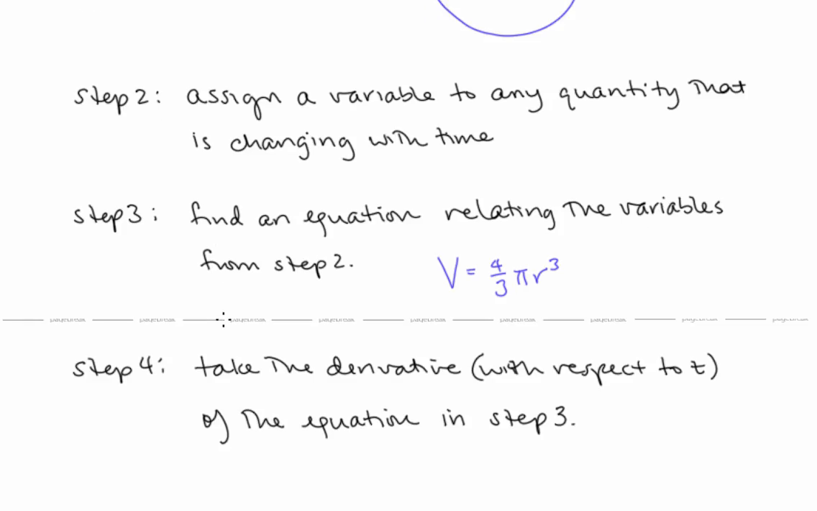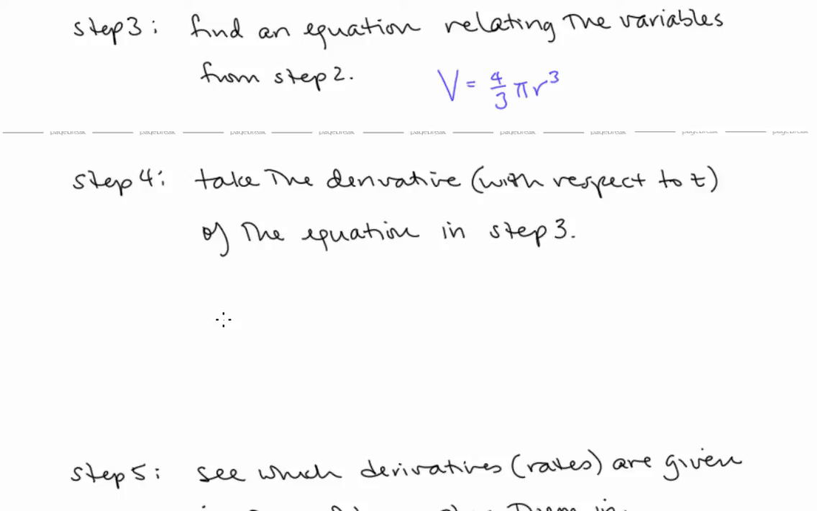Step 4 says take the derivative with respect to time of the equation in step 3. If we're talking about rate of change of volume and rate of change of radius, we need the derivatives here with respect to time. So we're going to have dV/dt is equal to 4/3 pi, and now we need to take the derivative here, so that's 3r squared dr/dt.